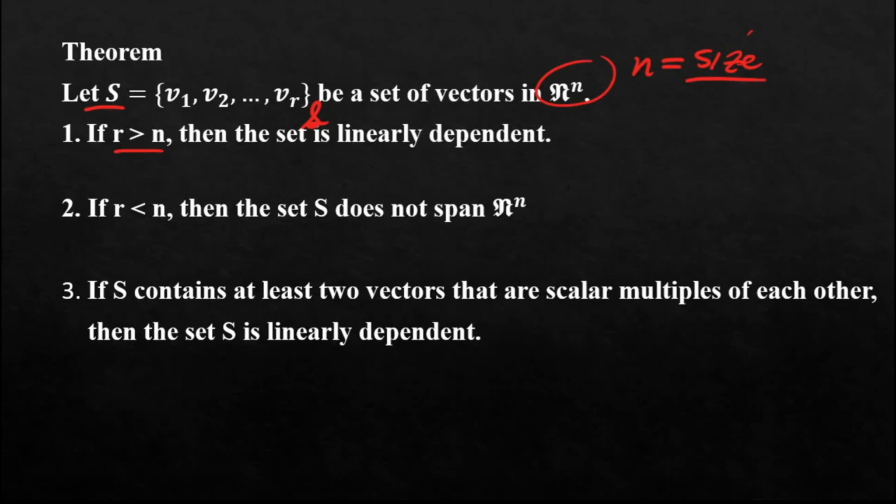In other words, if I have more vectors here in S than what the space allows, I overload or overcrowd the space that I'm dealing with, and thus I cannot get linear independence. I get linear dependence. If r is less than n, then I cannot produce all of the vectors. So then S does not span Rn. That's pretty cool.